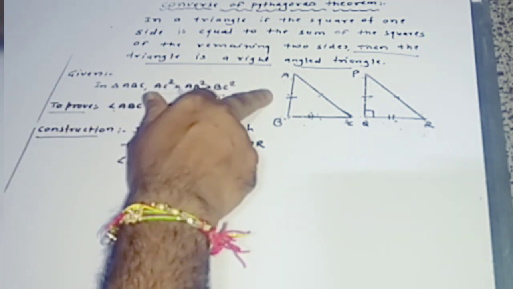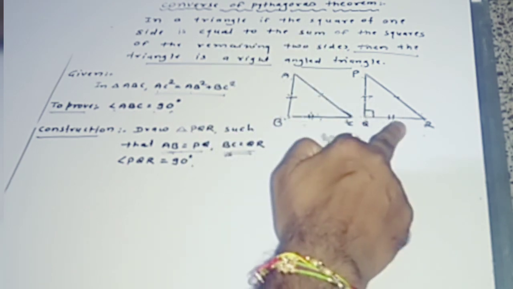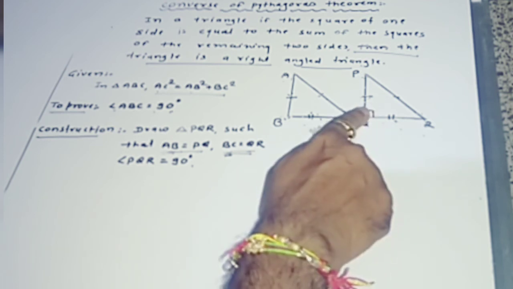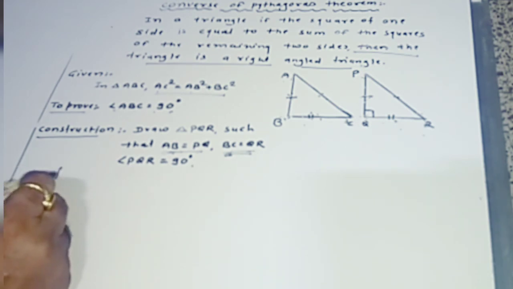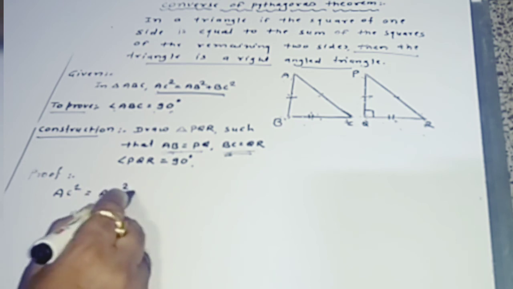आपण एक ट्रायंगल कन्स्ट्रक्ट करतो. कसा करतो? AB बरोबर PQ, BC बरोबर QR and angle Q is 90 degree. हा आपण ट्रायंगल कन्स्ट्रक्ट केला. मग आता प्रूफ मध्ये, पहिला पॉइंट जो गिवन दिला तो, सो दॅट इज AC square is equal to AB square plus BC square. This is the first. That is a given.